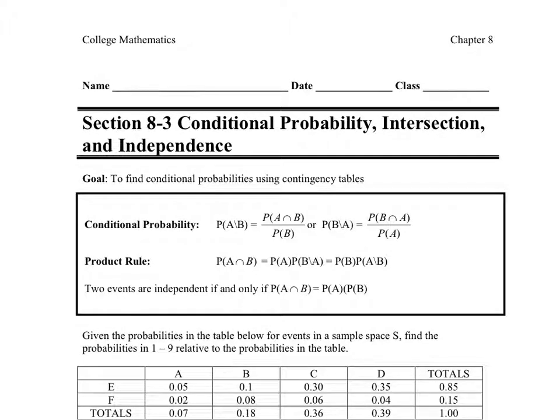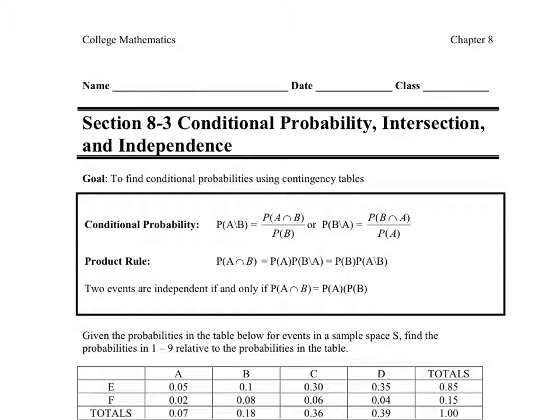We're now going to talk a bit about conditional probability, intersection, and independence. Conditional probability is the idea that we're going to find the probability of something happening given that something else has already occurred. We talked before about whether events are independent or not. So with a conditional probability, these would not be events that are independent of each other. And this is the way that it would be defined.